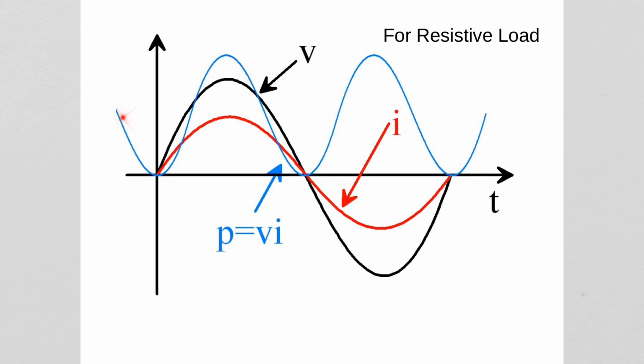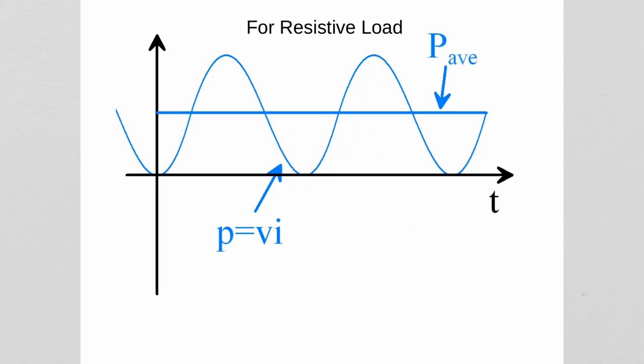If you now consider just this power curve and remove all the other waveforms, you will see it is something like this. This is the power curve and there is an average value P average. So this is a visualization that you should expect for any resistive load wherein the source is a sinusoidal source.